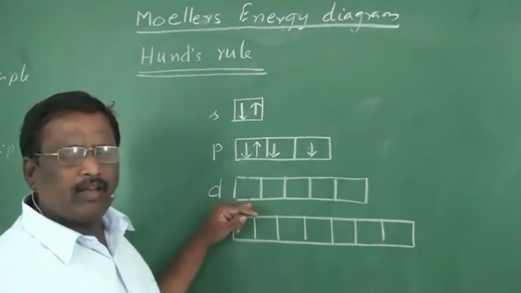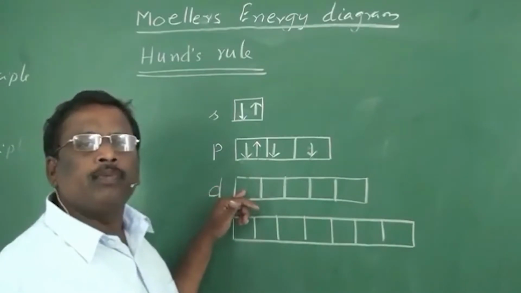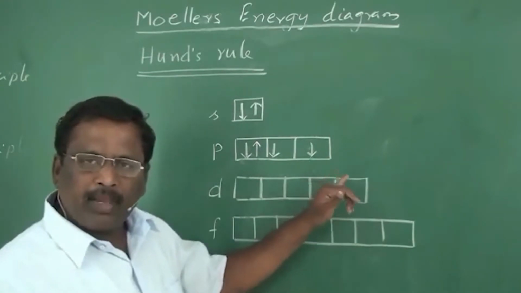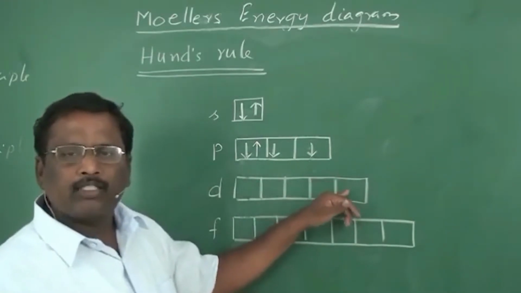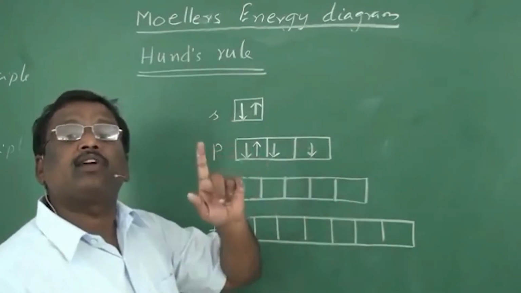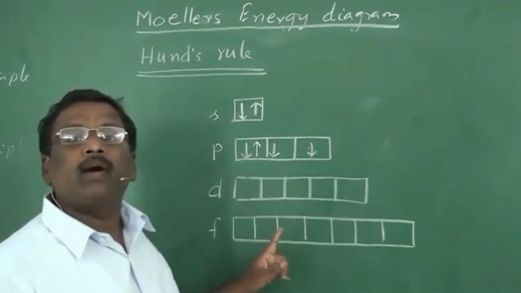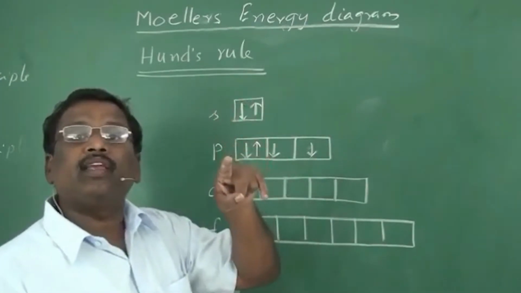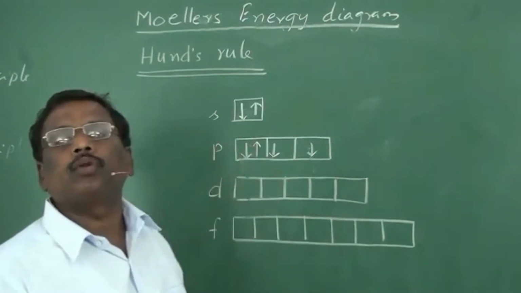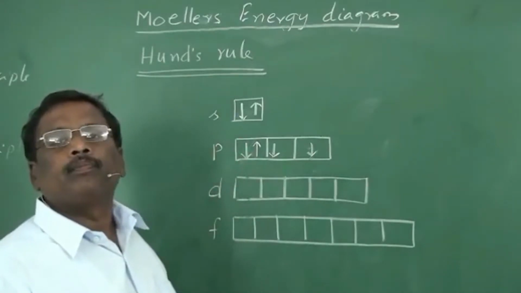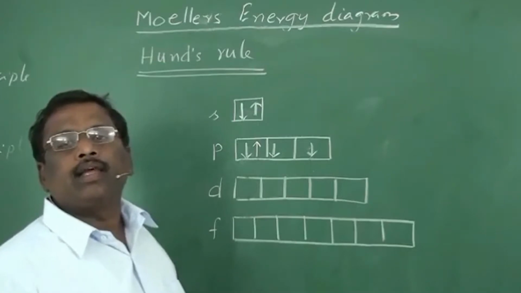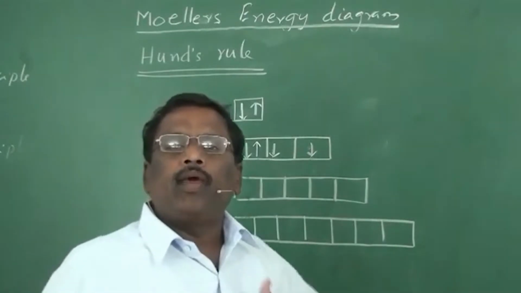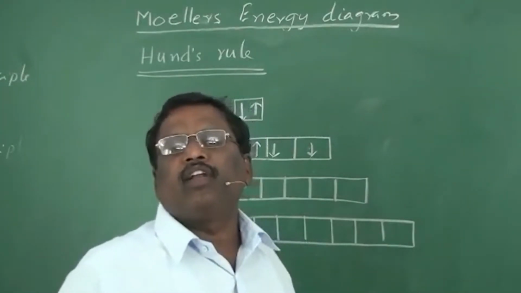Similarly, in the d subenergy level, pairing is possible after filling all these 5 orbitals. That means pairing in the d subenergy level is possible with the 6th electron only. Similarly, pairing in the f subenergy level is possible only with the 8th electron. This is Hund's rule. Hund's rule says that the pairing of electrons takes place only when all degenerate orbitals are filled with 1 electron each.